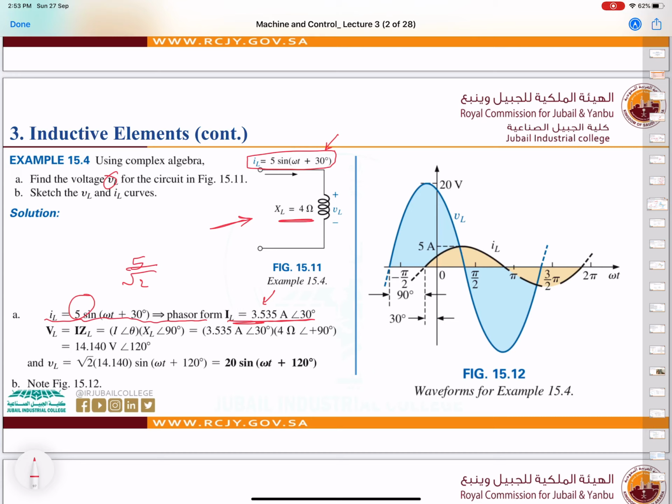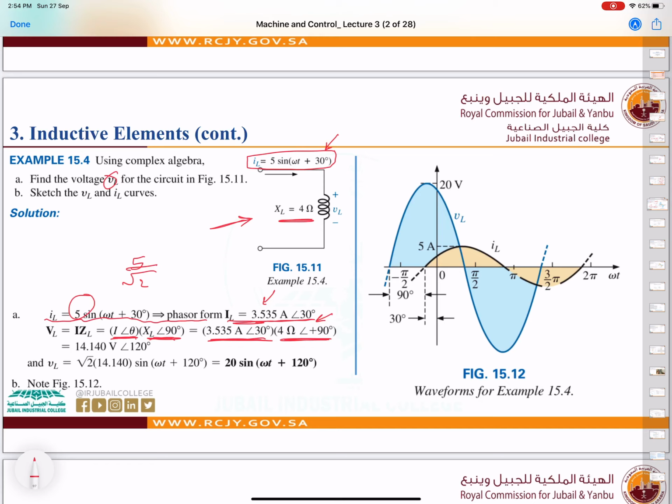And VL is equal to I multiply by Z. Okay, shabab, ZL. So we have this is the I, and XL with angle 90. This is the XL with angle 90. Why is it positive, shabab? The XL is always positive. The XC is always negative. This is very important, shabab.